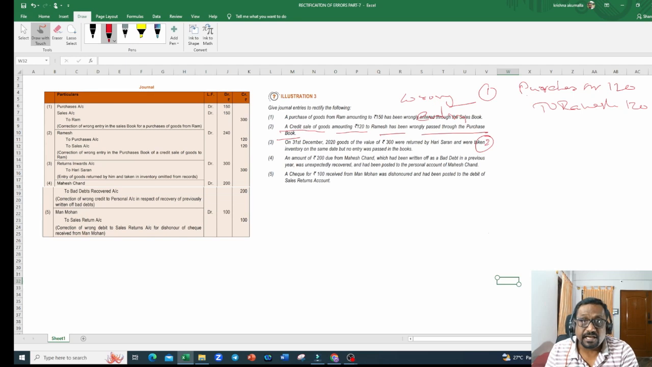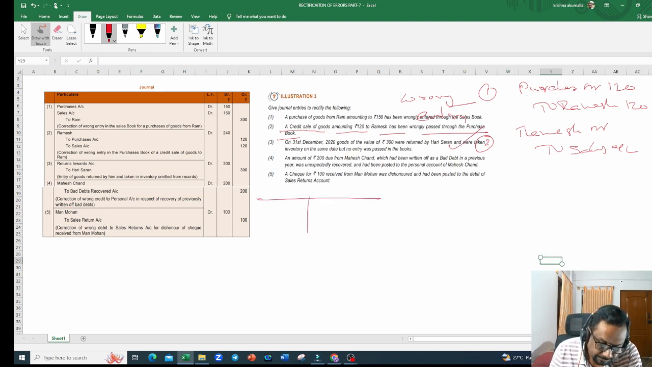This is a credit sale, right? So whenever a credit sale happens, what do we do? We debit Ramesh account and credit sales account. This is the correct entry. Now you tell me, you prepare the account.